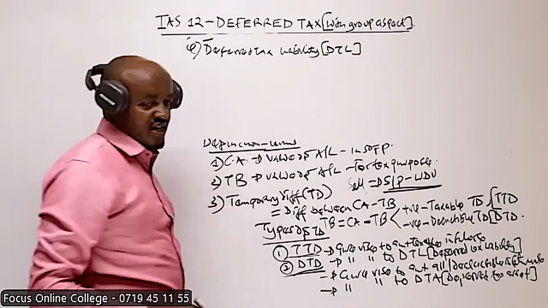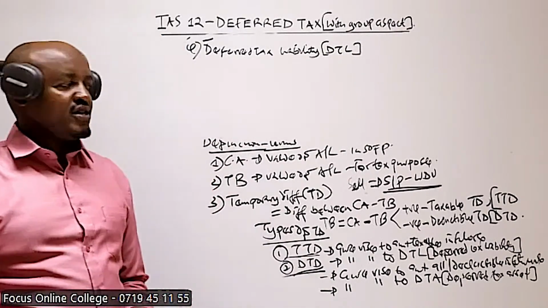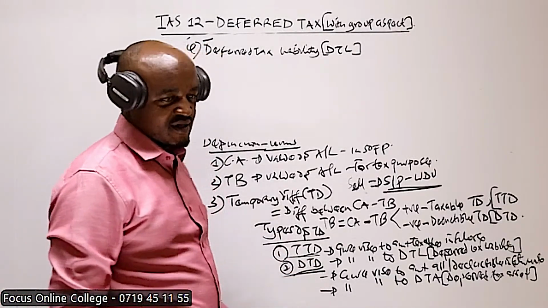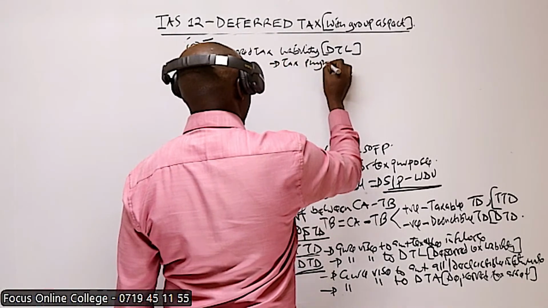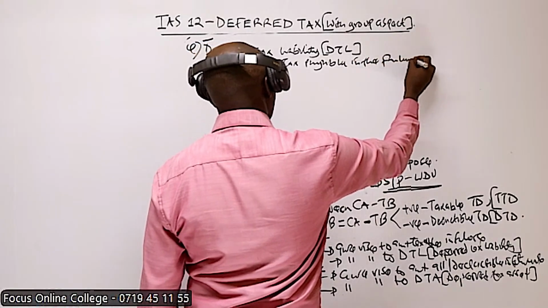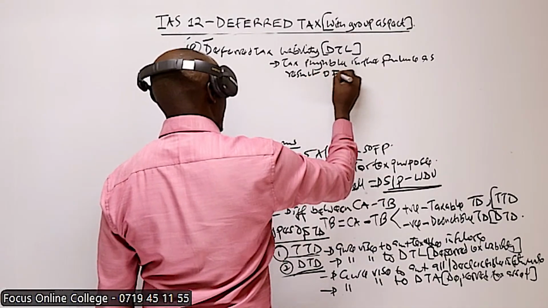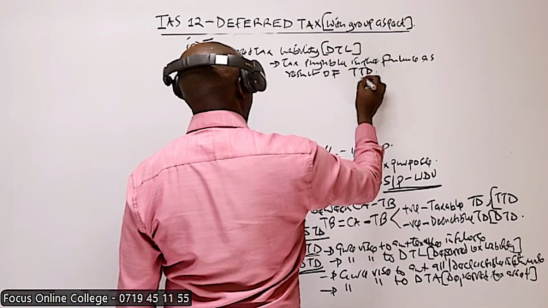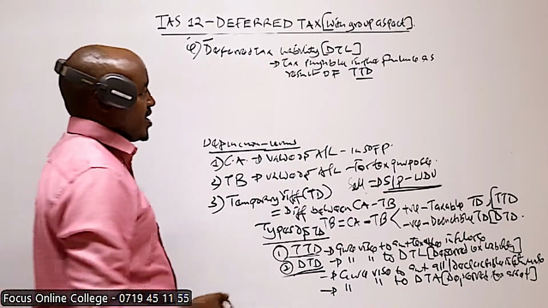From my introduction, you've already said that these are taxes payable by the company in the future as a result of taxable temporary difference. Tax payable in the future as a result of what? Taxable temporary difference. So therefore, how do we compute this one?